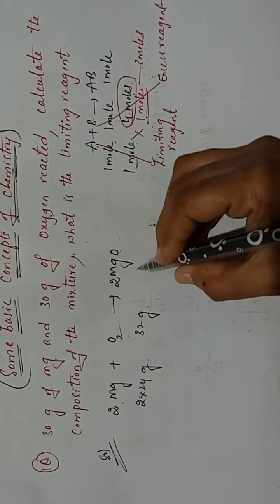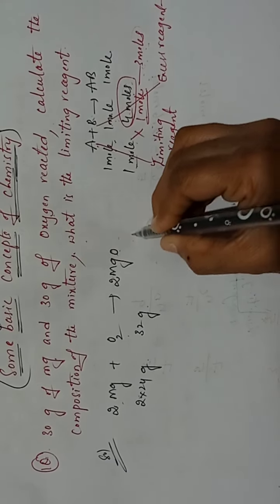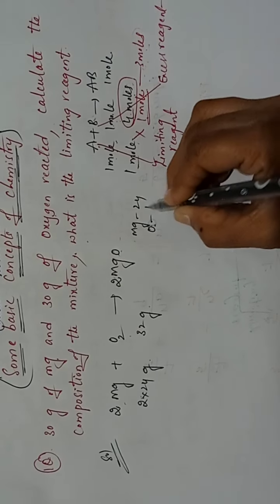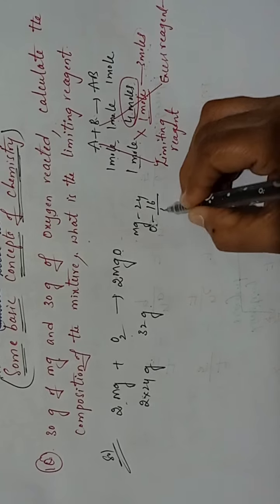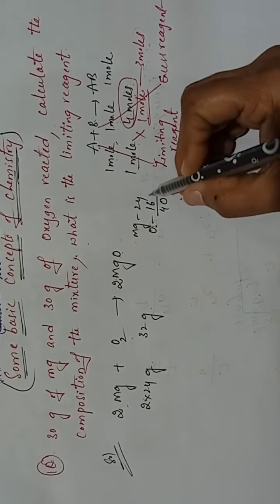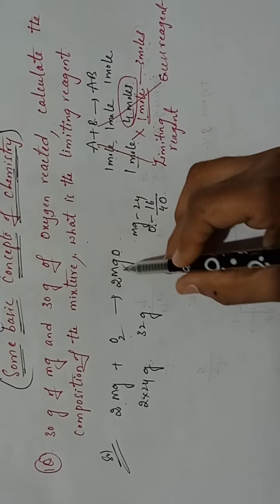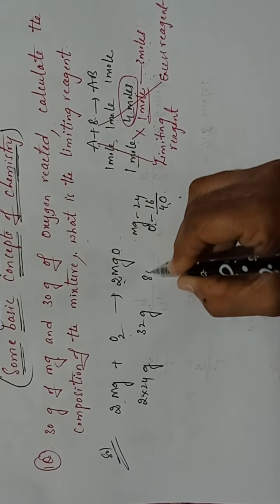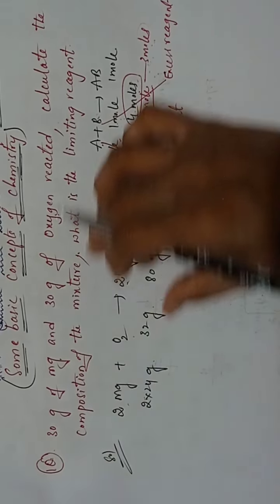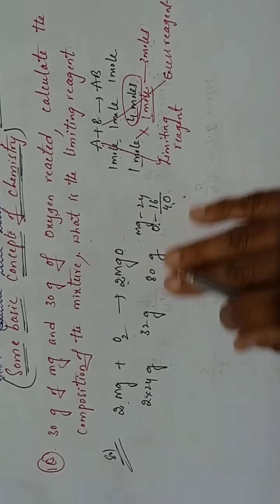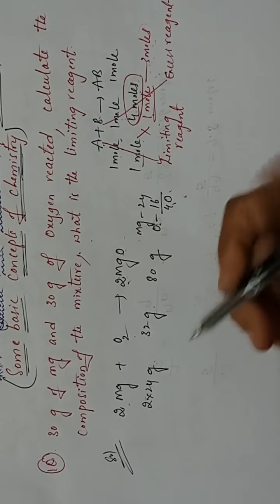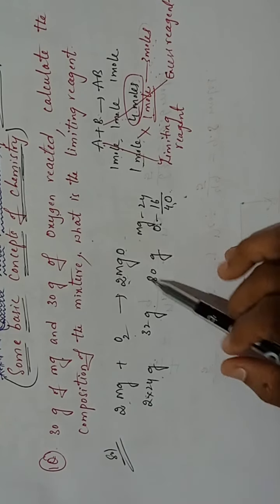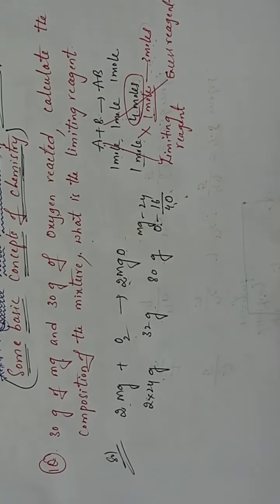Clear this one. 2 MgO means magnesium how much, students? Magnesium is 24. Oxygen atomic mass is 16. Total how much? 40. Magnesium oxide is 40. But here how many moles are there? 2 moles. 2 into 40 is equal to 80 grams. Clear? According to the equation, I wrote only masses. Understood? So magnesium mass, oxygen mass, and magnesium oxide mass, 3 masses I wrote.